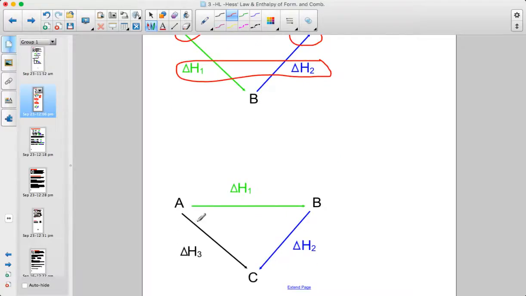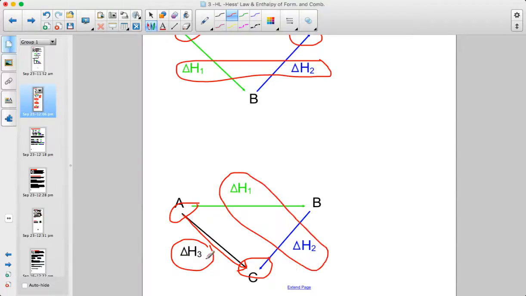And one last way that I've seen it done on the IB exam: 2 butt ends here, 2 arrowheads here. Therefore, here's the direct one, here's the direct overall change, and here's the 2-step one. And again, you've got these two adding up to these two.